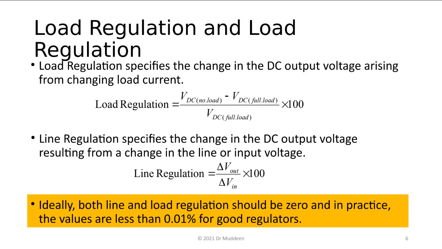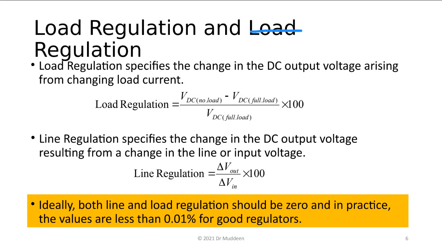Okay, so the load and line regulation. The load regulation specifies how much the DC output voltage changes when the load current changes. It's kind of like the ripple, except that in this case, you're looking at the actual DC voltage. So you look at when there's no load, in other words, when the power supply is not supplying any current, and then you look at the DC load when the current is a maximum, and you divide that by the full load DC. And of course, you work it out as a percentage.